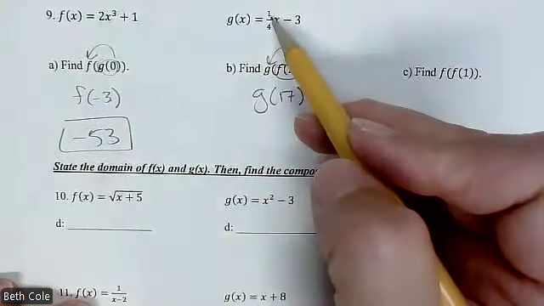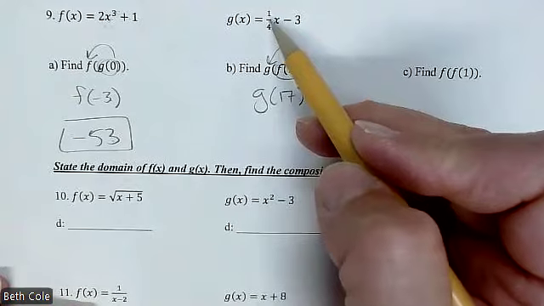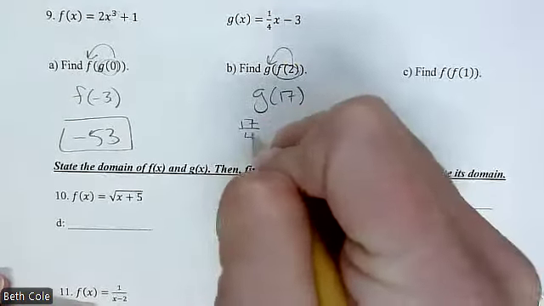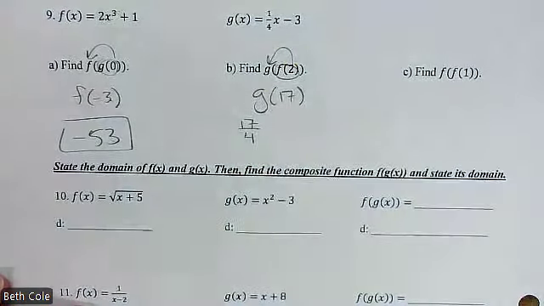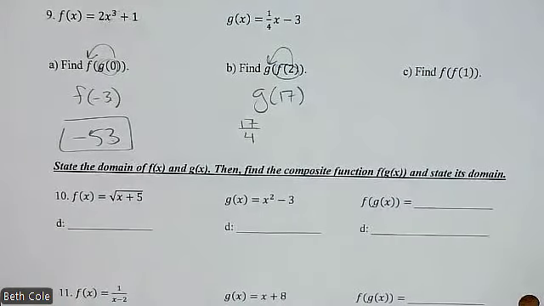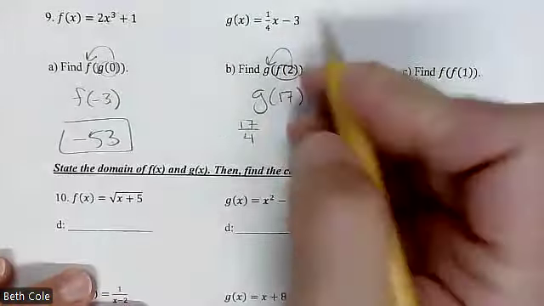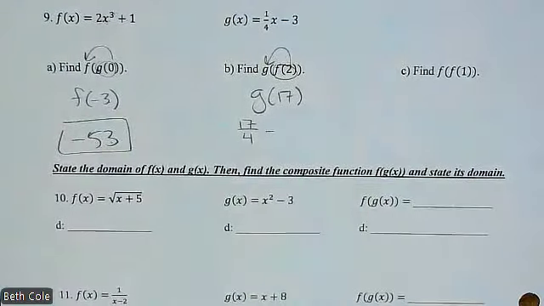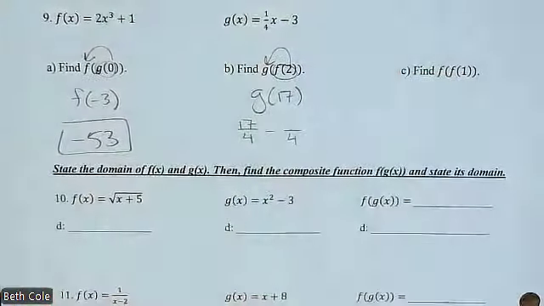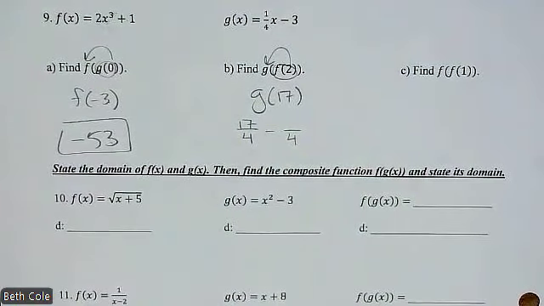So if you plug 17 in here, 1/4 times 17 is 17/4. Please don't overthink that. 1/4 of 17 is 17/4. It doesn't divide out nicely. Now -3. I need a common denominator. So here's the $1 million question.